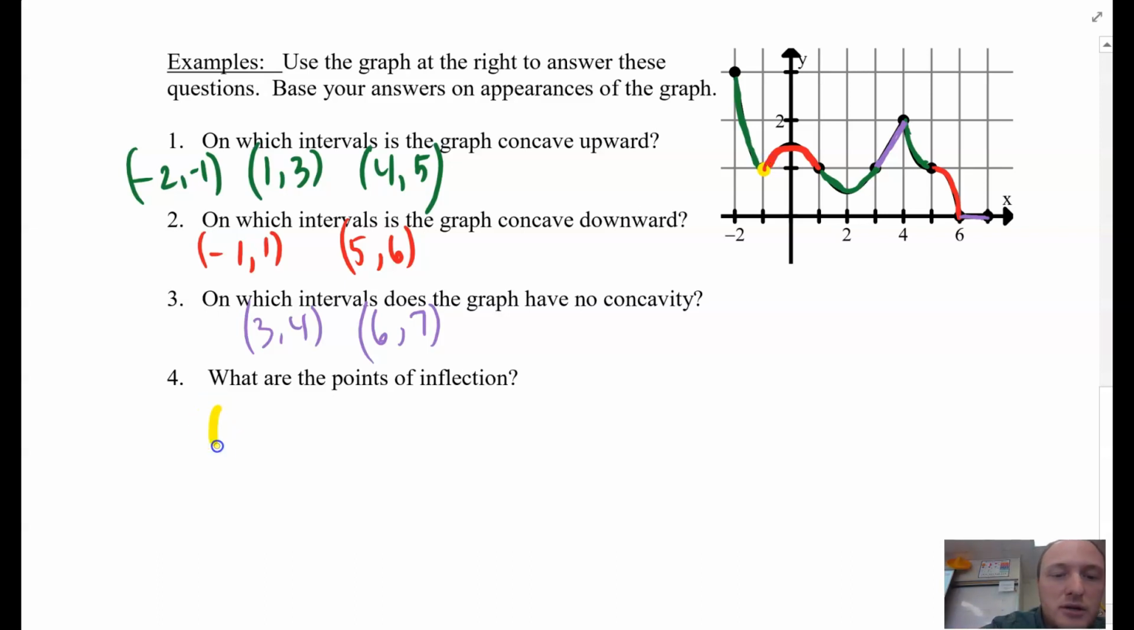So that would be (1, -1), (1, -1), (1, ...), and right here, that would be (1, 1).